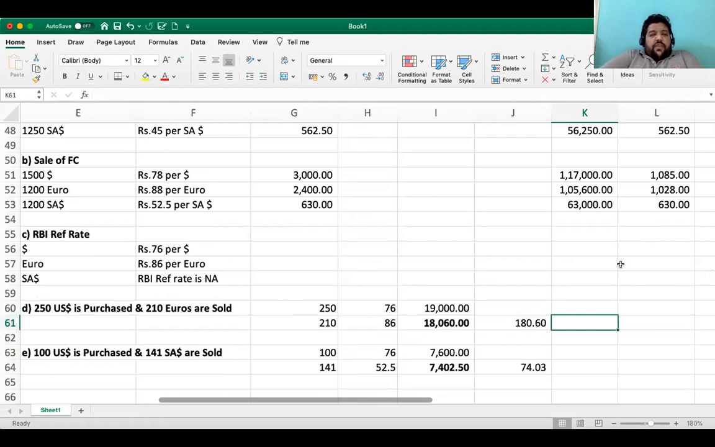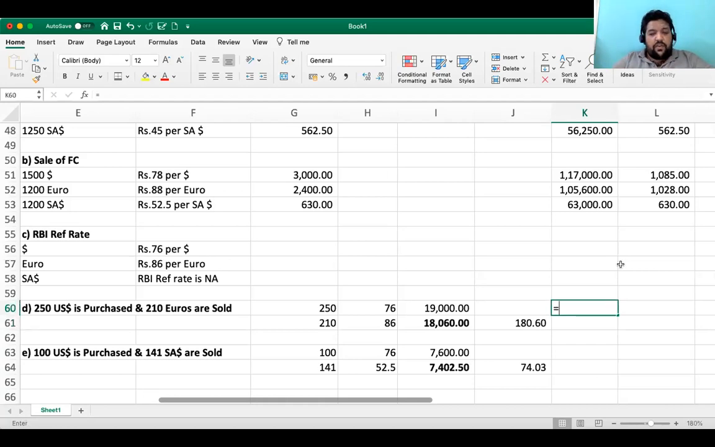Two transactions. $250 is purchased. That is, you go to a foreign exchange dealer, you give $250 and take from him €210. You have one transaction or two transactions? One transaction. Let me repeat, one transaction. $250 you gave, you received €210, one transaction.